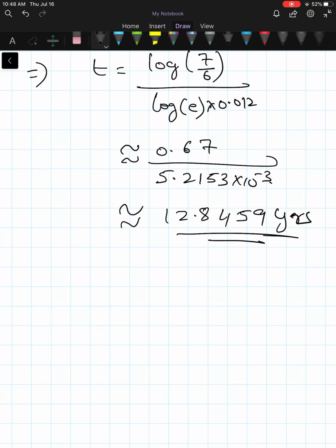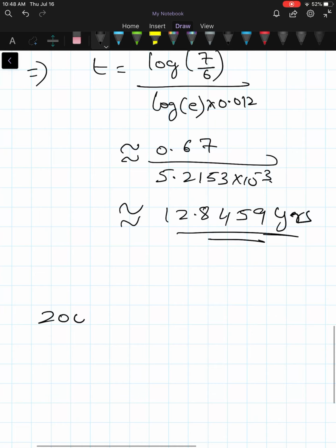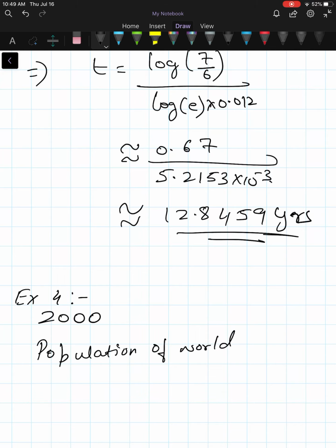So moving further, I told you in the beginning of the video that we use this for comparing different rates of population also. So we shall do a problem based on that. I will do an example for you and explain. The example says that in 2000 the population of the world was, so this is example 4 in your book, 6.1 billion.